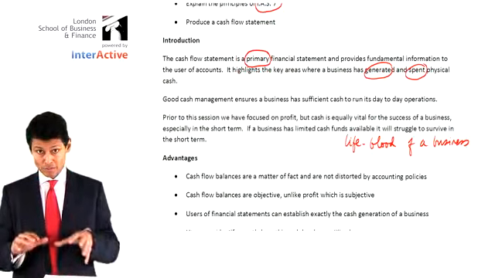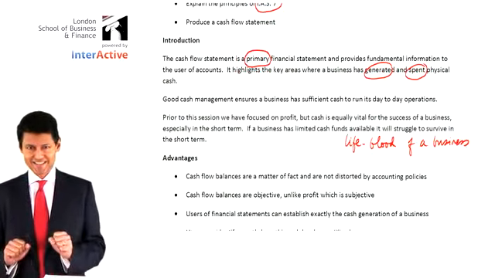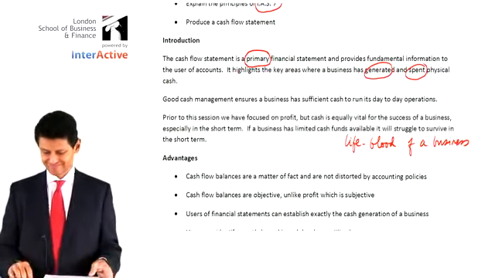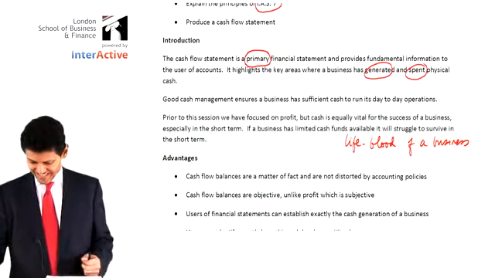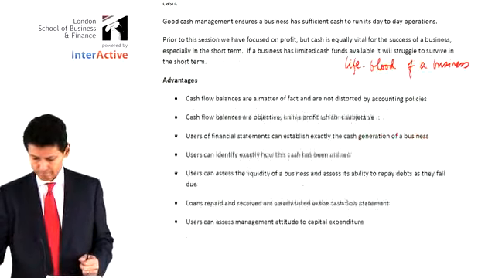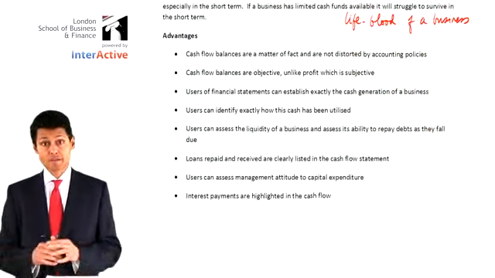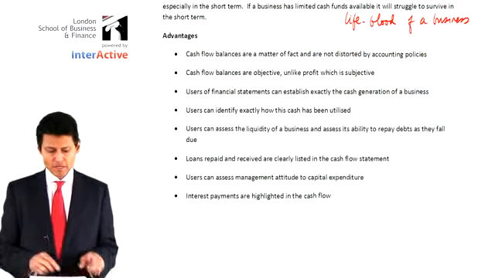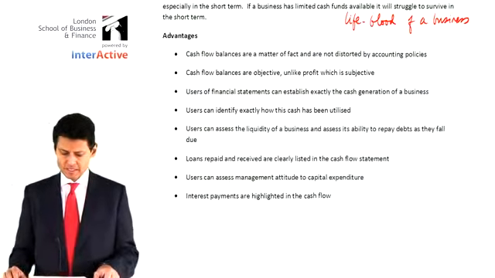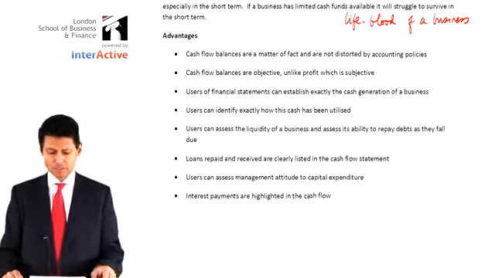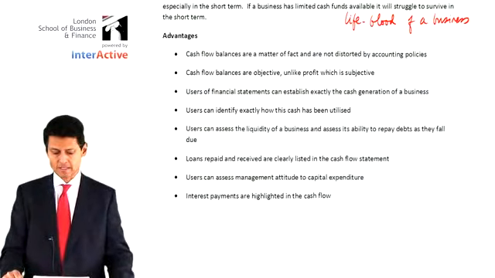Cash is what courses through the veins of a business, giving it strength. Shortage of cash, let's not think about. Though do be careful. In a question, you could have an overdraft situation. Let's read on. Advantages. Cash flow balances are a matter of fact and are not distorted by accounting policies.